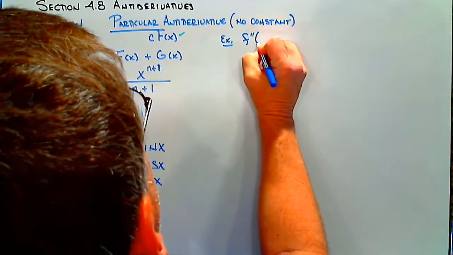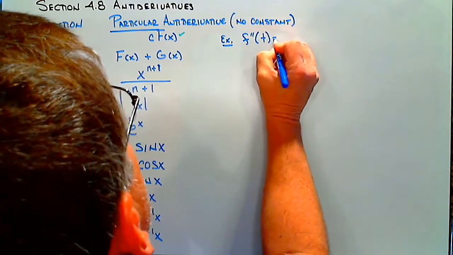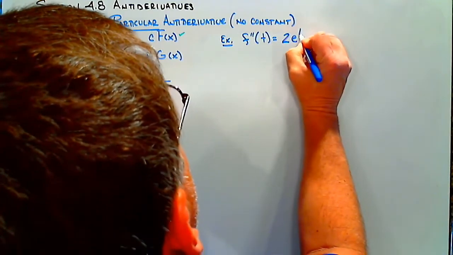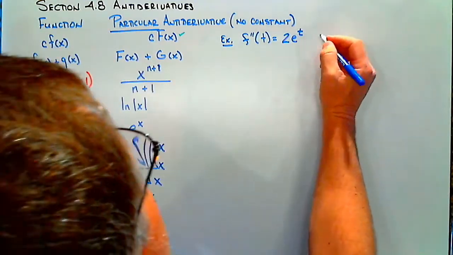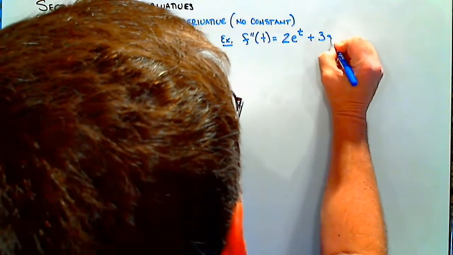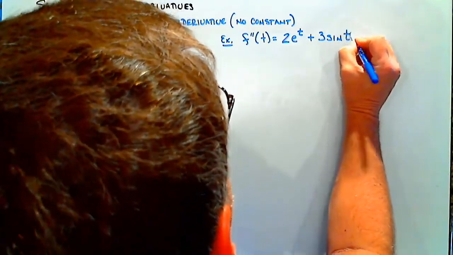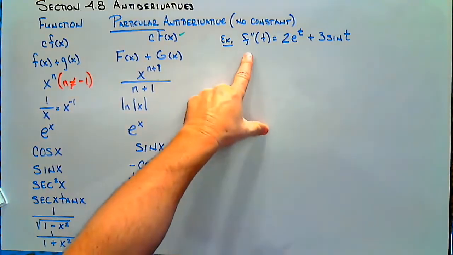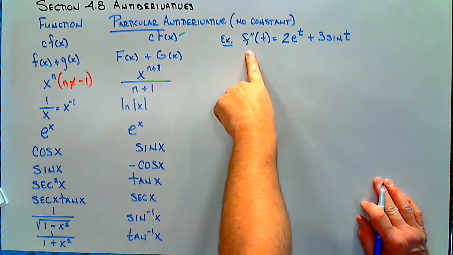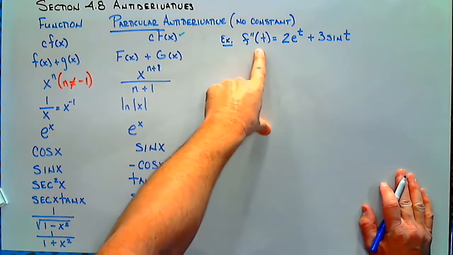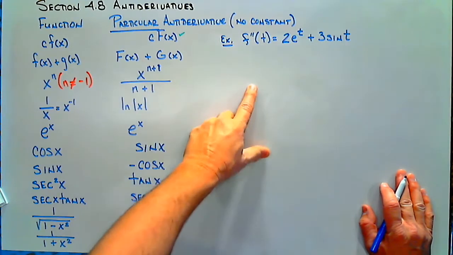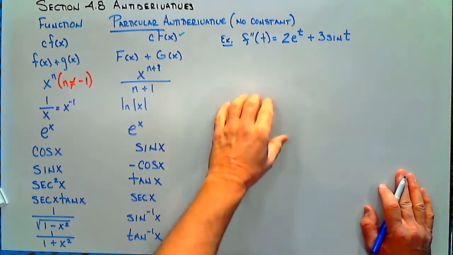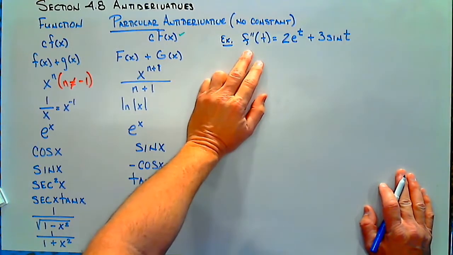f double prime of t equals 2e to the t plus 3 sine t. Now you'll notice this is different than the 2 examples I've given you before, because this starts with the second derivative, right? For all you physics kids, this starts with acceleration. The first derivative is going to be velocity, and the next derivative is going to be position, right? So, where do we go from here?